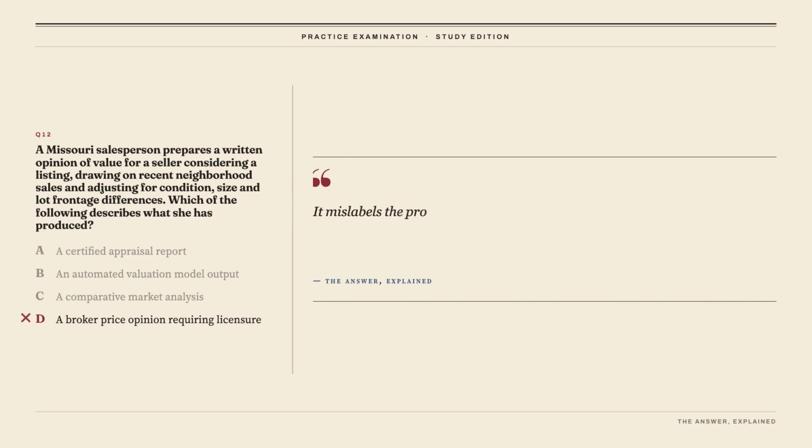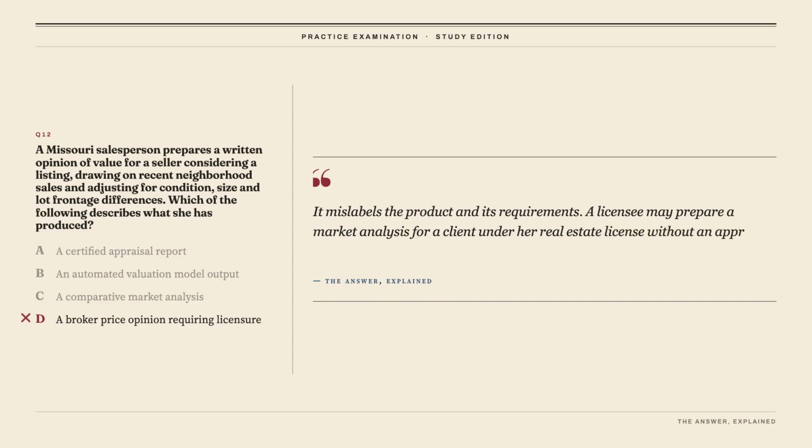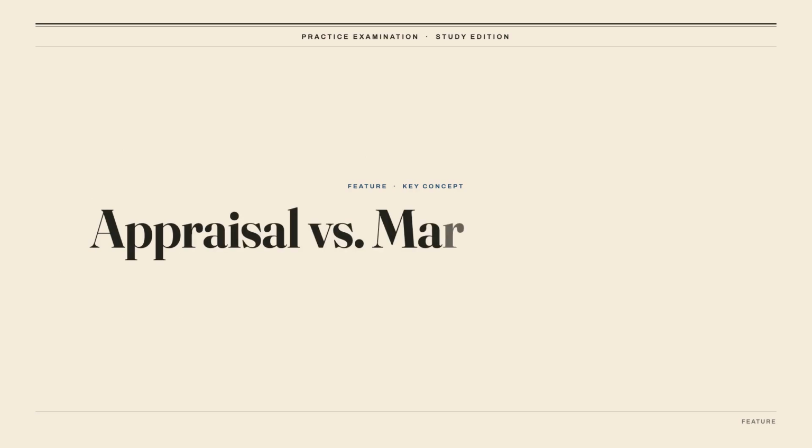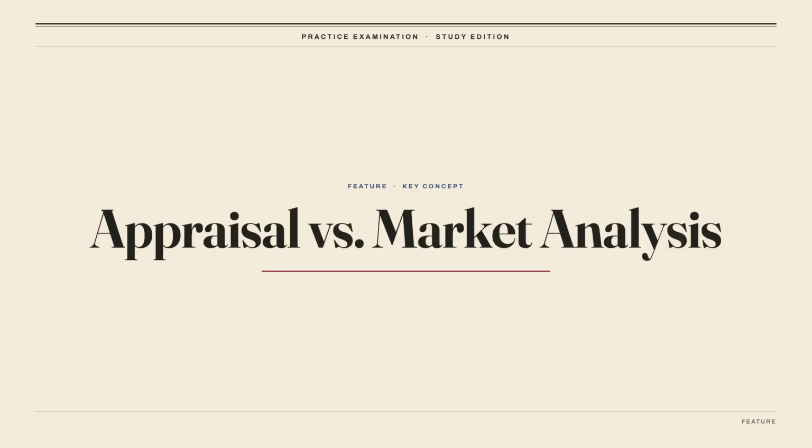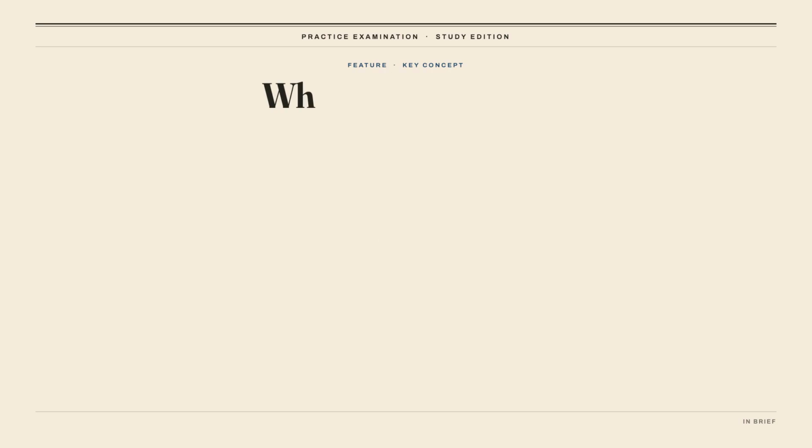D is wrong because it mislabels the product and its requirements. A licensee may prepare a market analysis for a client under her real estate license without an appraiser credential. Two professions can put a number on the same house, and the line between them is drawn by statute, not skill. An appraiser produces an appraisal under a licensing scheme built for independence. A real estate licensee produces a comparative market analysis, a normal part of helping a seller price a listing.